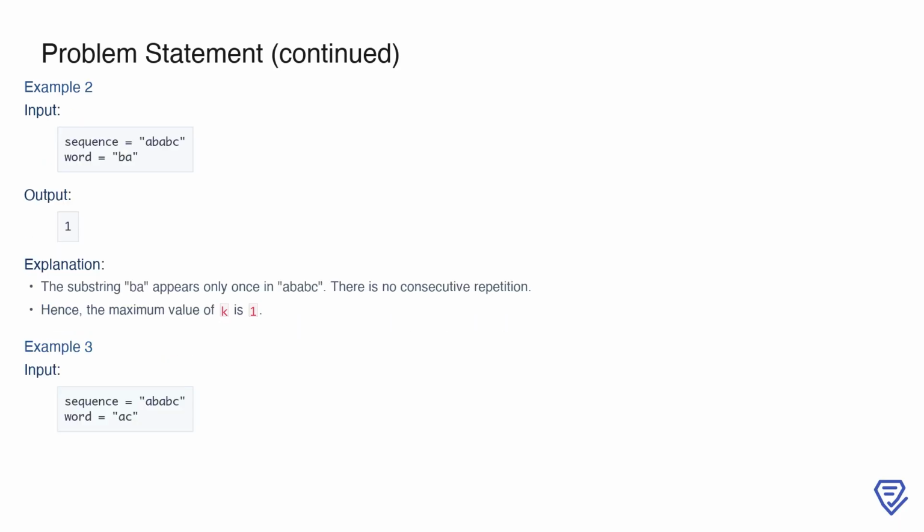Now, let's consider another example where sequence is again ababc, but this time word is ba. In this case, the substring ba appears only once in sequence, without any consecutive repetitions. Since there are no repeating blocks of ba, the maximum value of k here is 1. This shows that even if word appears in sequence, it must repeat consecutively to contribute to a higher k value.